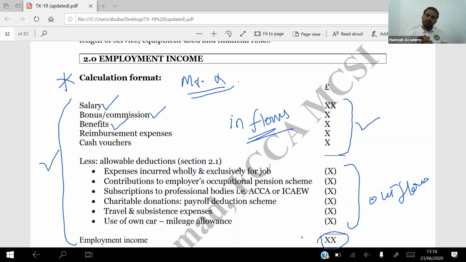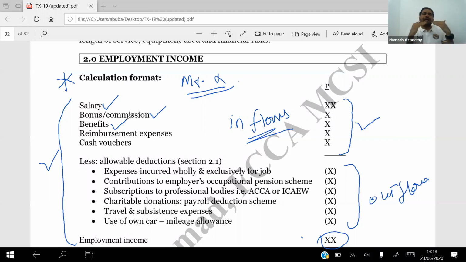And reimbursement expenses. Reimbursement expenses mean Mr. X is incurring some expenses, taking the receipts and giving them to his company, and they give the money back to Mr. X. Cash vouchers are vouchers we are all familiar with: a £50 voucher for a particular store. You can go to that store, present that voucher, and get whatever you want.